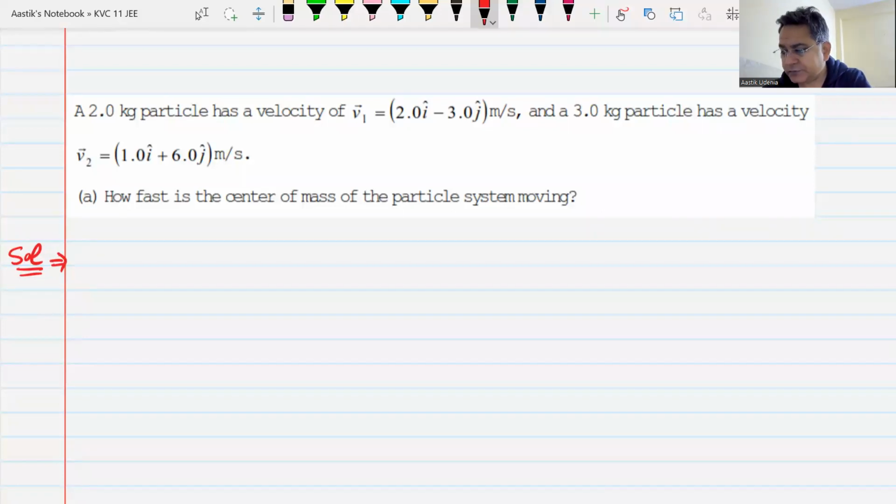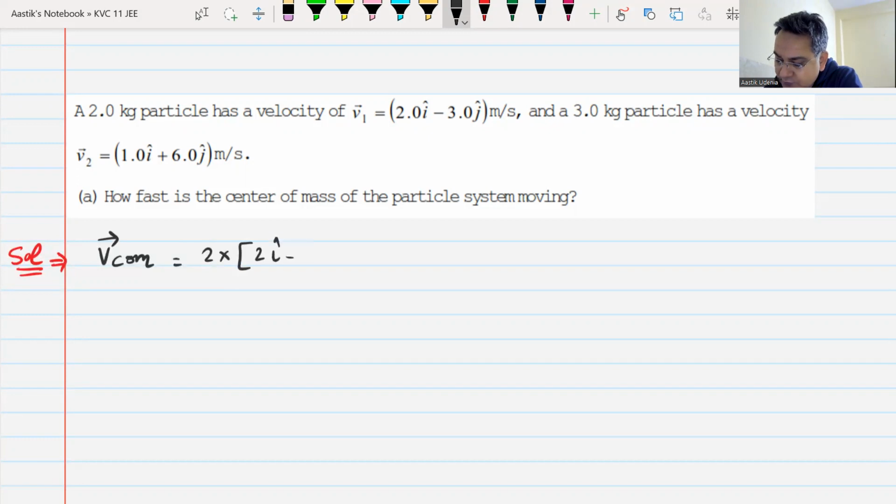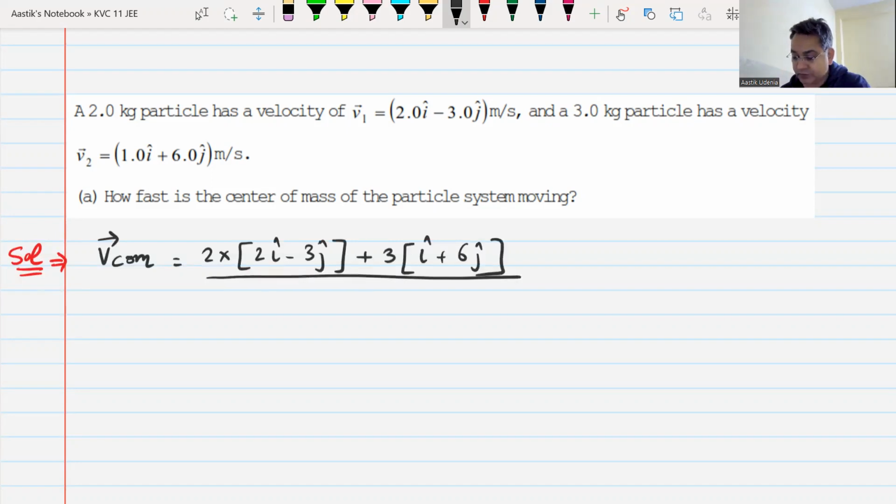So, how are we supposed to solve it? You just have to put the formula. Velocity of the center of mass is nothing but m1 v1 plus m2 v2 over m1 plus m2. M1 is 2, so 2 multiplied by (2i minus 3j) plus 3 multiplied by (i plus 6j), divided by 2 plus 3, that is 5, and you get your answer.